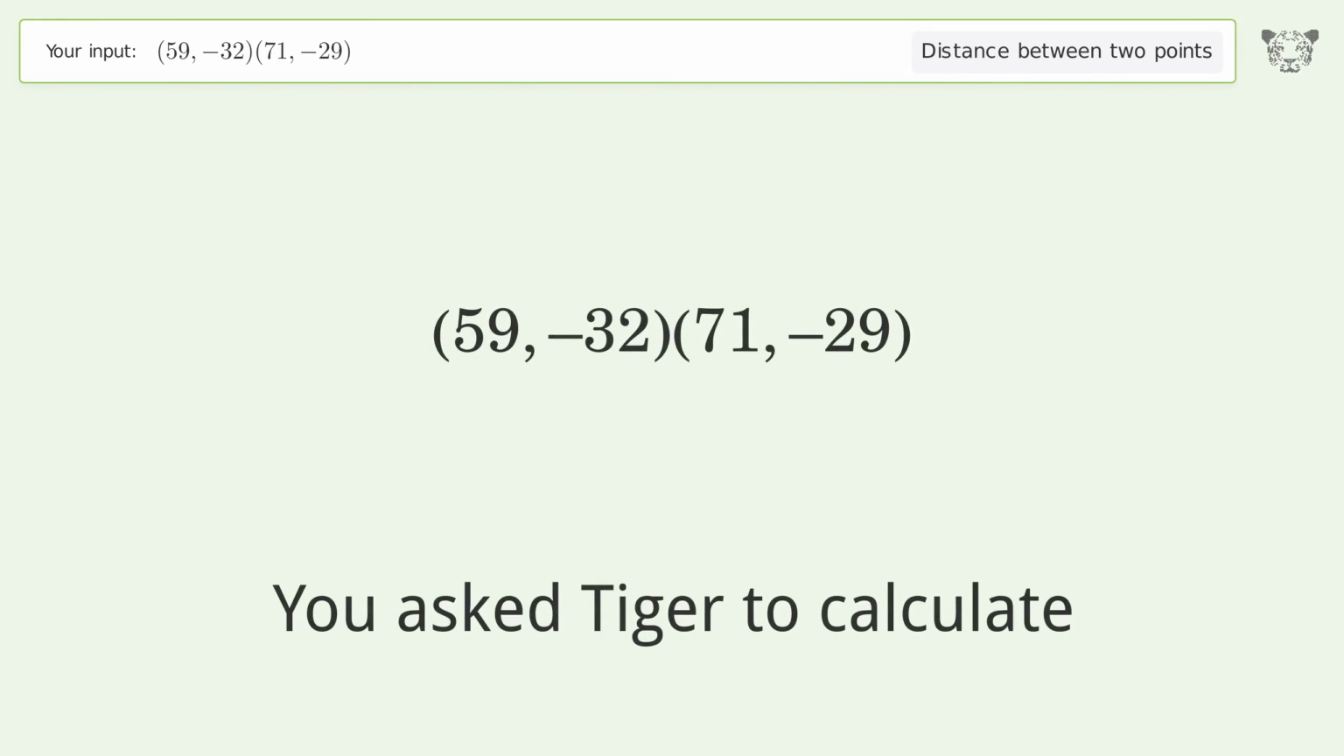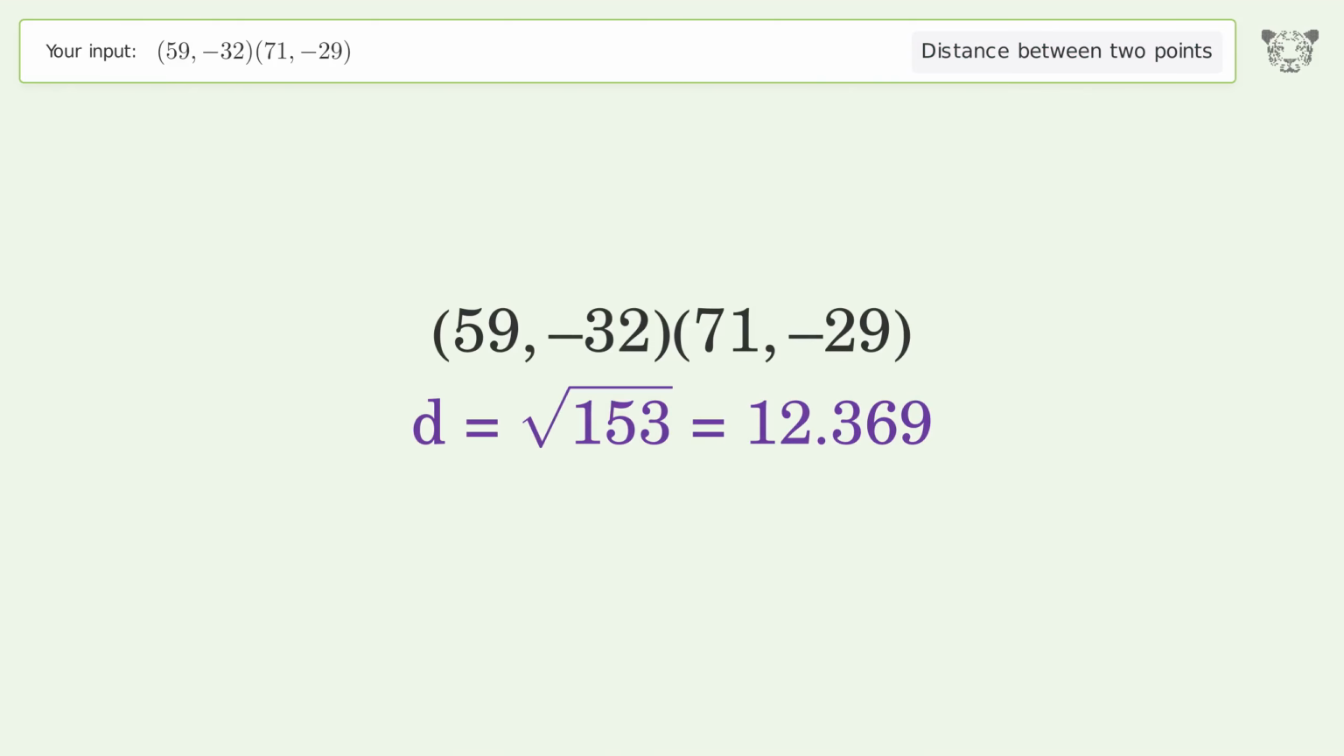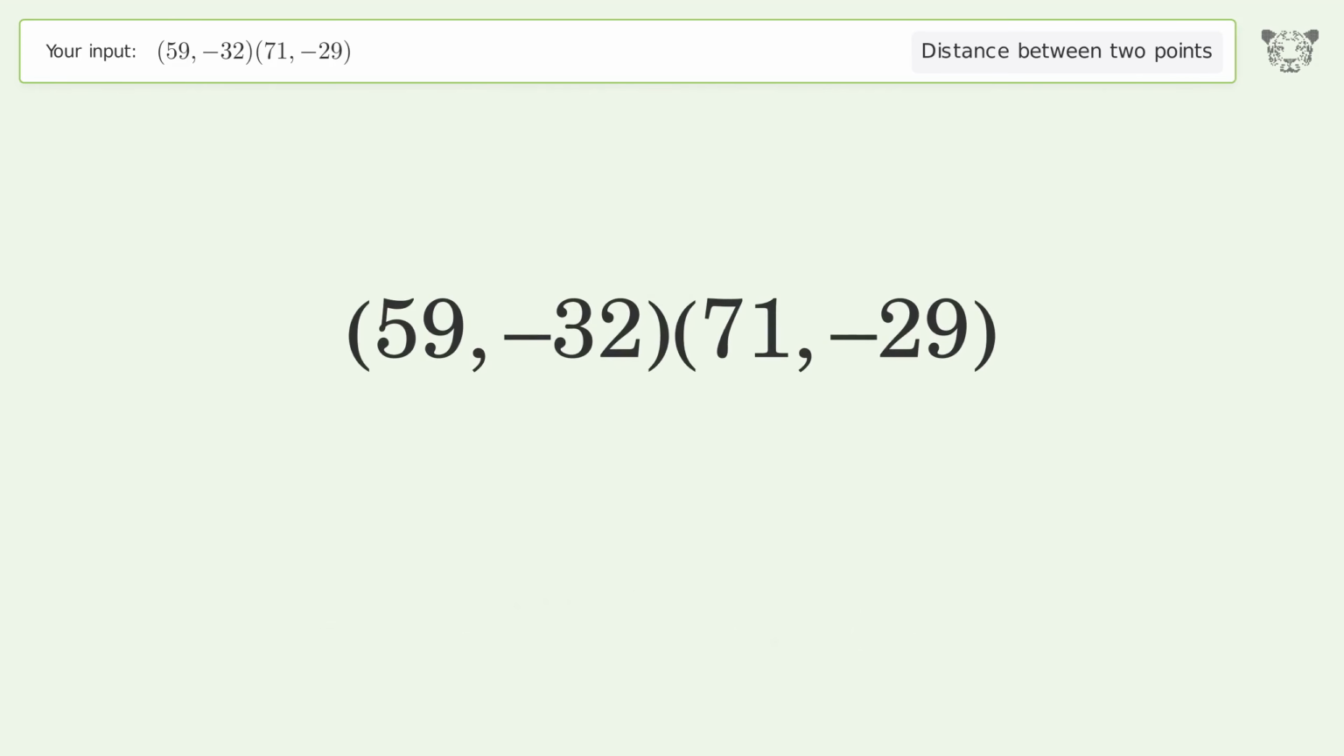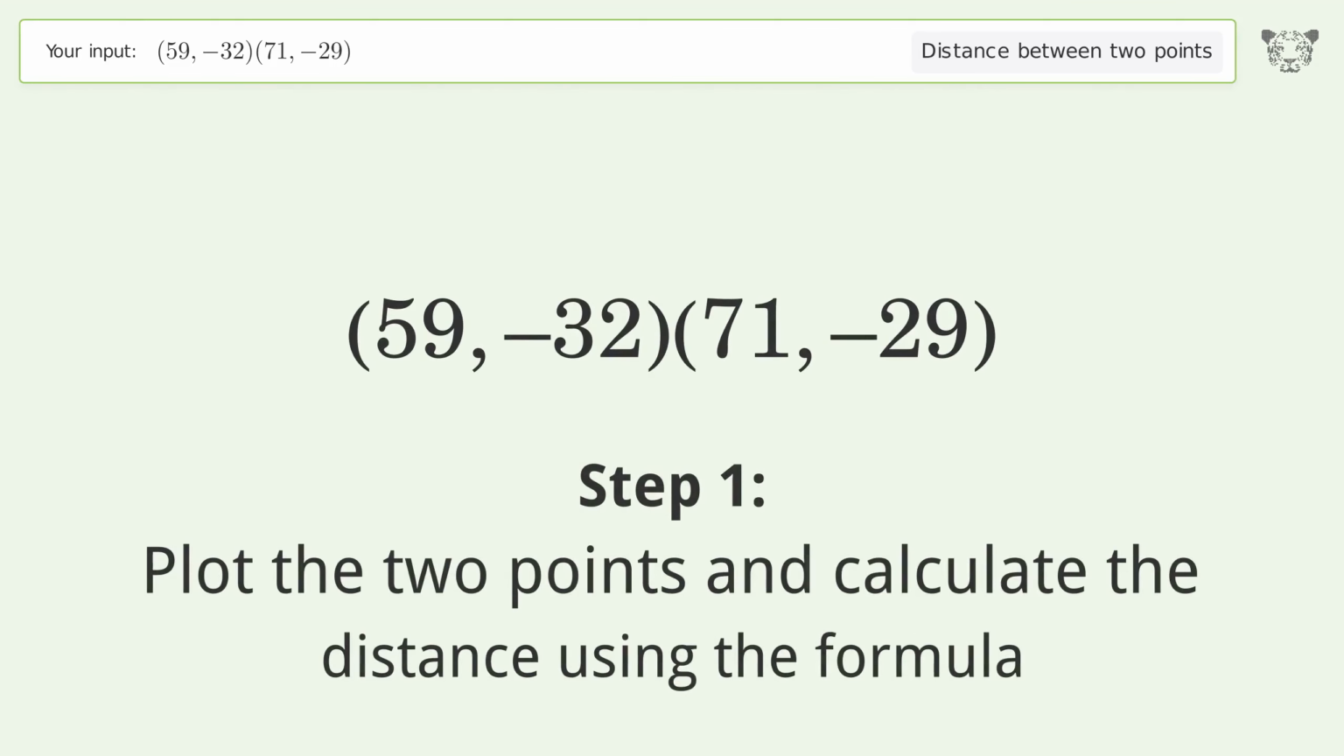You ask to calculate the distance between 2 points. The distance between the 2 points is the square root of 153, or 12.369. Let's solve it step by step. Plot the 2 points and calculate the distance using the formula.